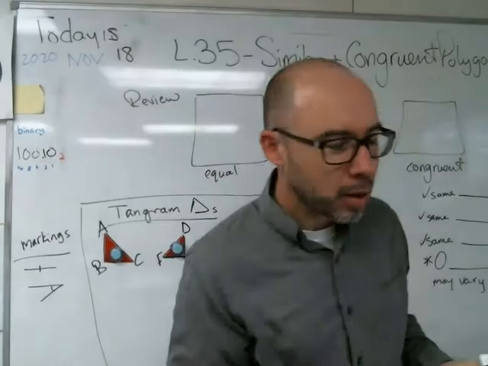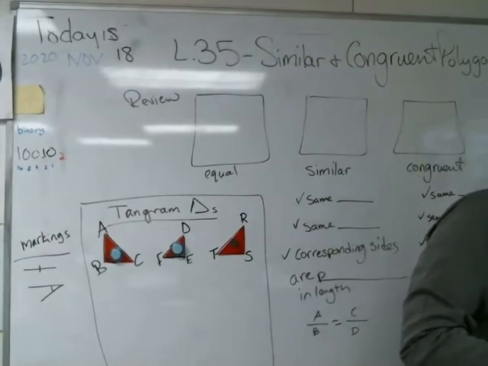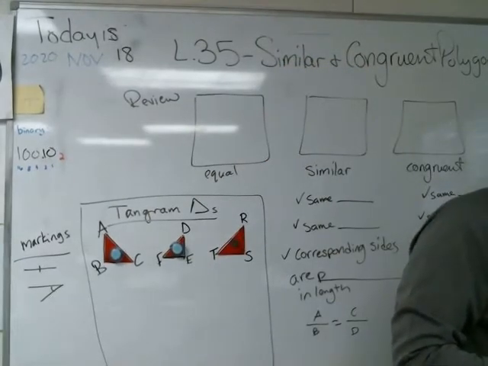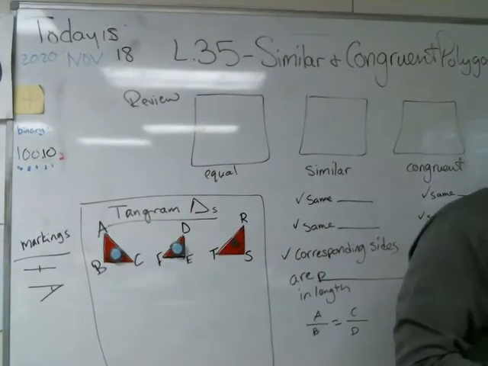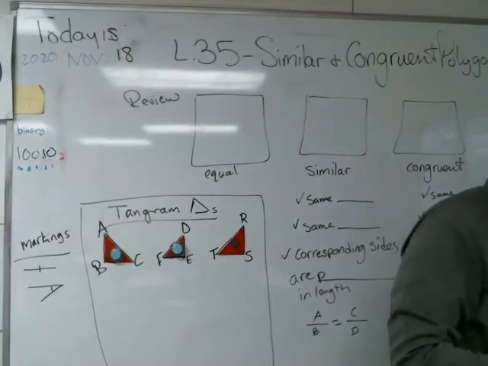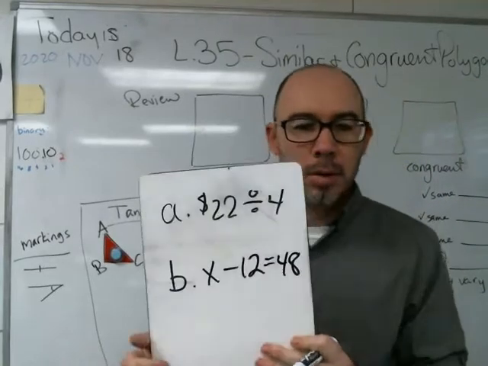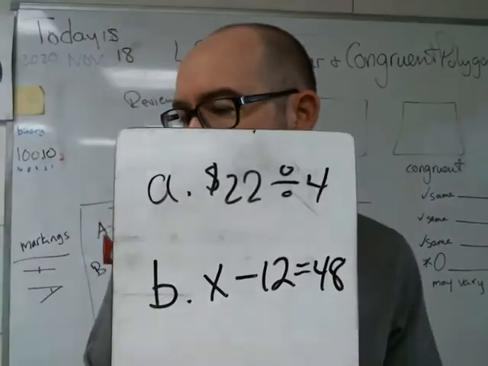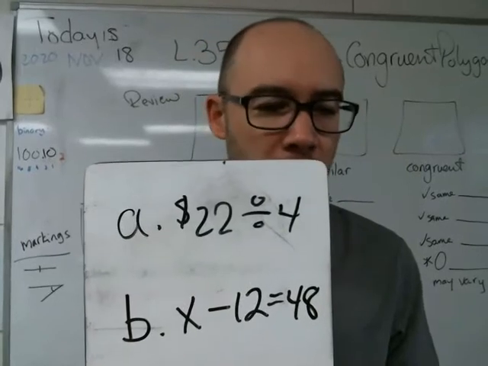All right, we'll do them together, one at a time. Number sense. 22 divided into 4, and x minus 12 equals 48. Here we are. Here's our first 2 mental math problems.